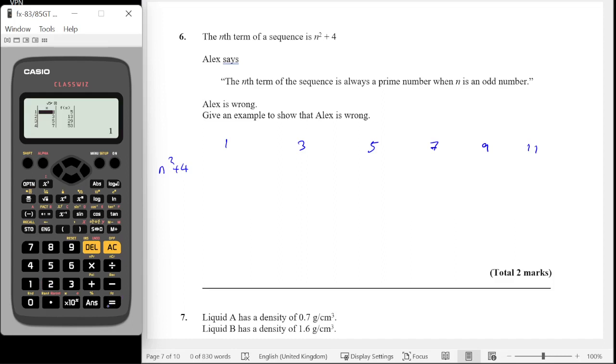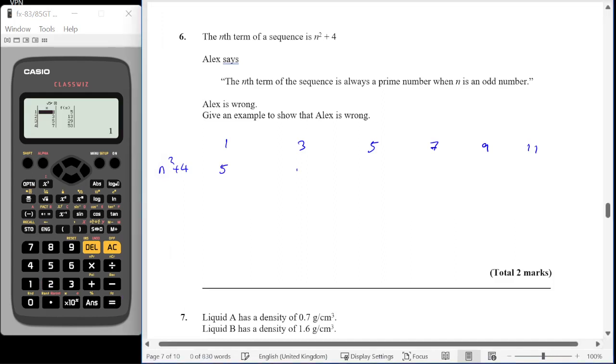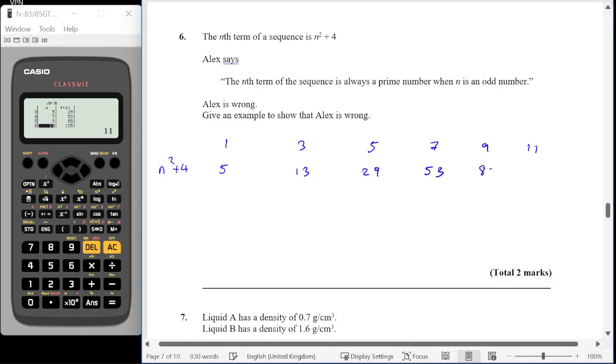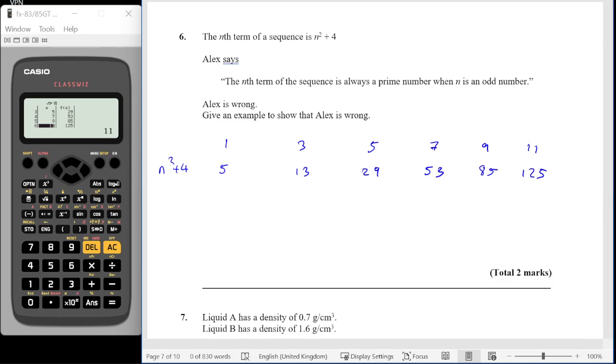So my first odd one is going to produce 5, then 13, then 29, then 53. Those all look like prime numbers at the moment. So let's go a bit further down. There we go, 85 and 125, neither of which are prime numbers. So 85 would be absolutely fine. So when n is equal to 9, n squared plus 4 is equal to 85, which is not prime. Not written prime very well.